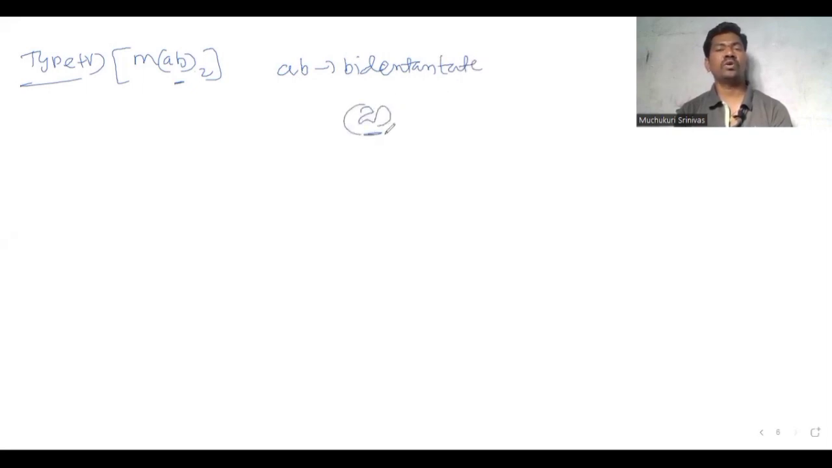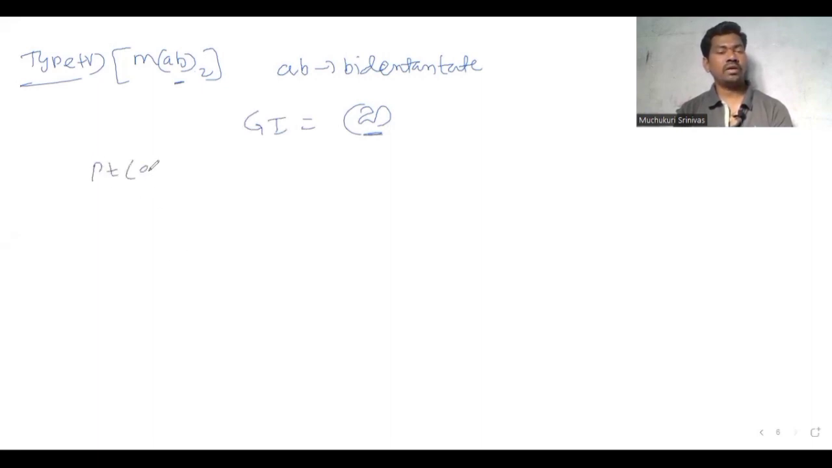So next, type 4. MAB2. MAB2 means here AB is a bidentate ligand. So geometrical isomers are 2 for this compound. Only 2 geometrical isomers are possible. I can give you an example.